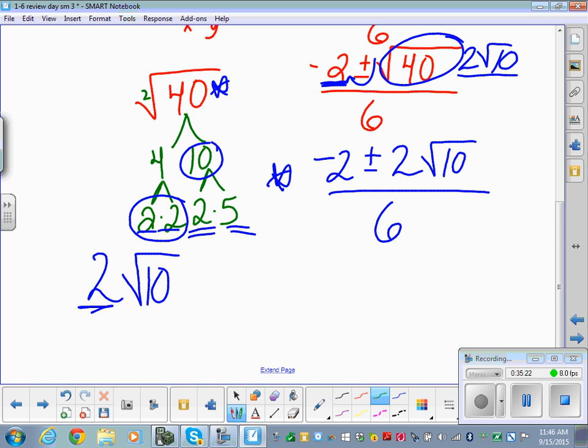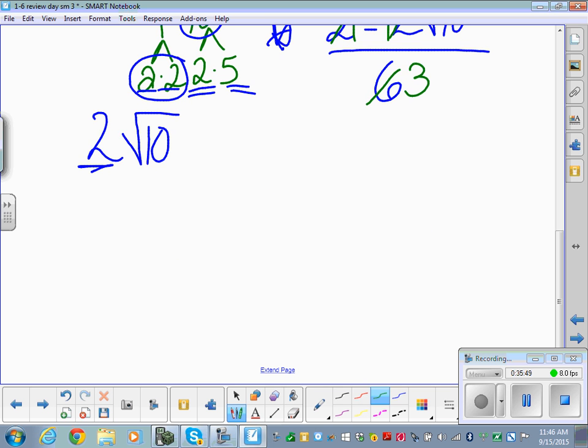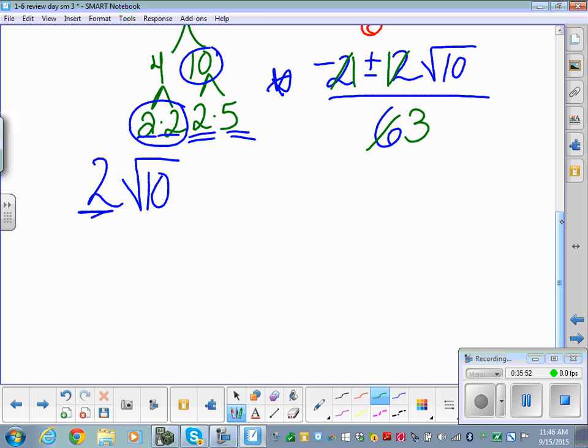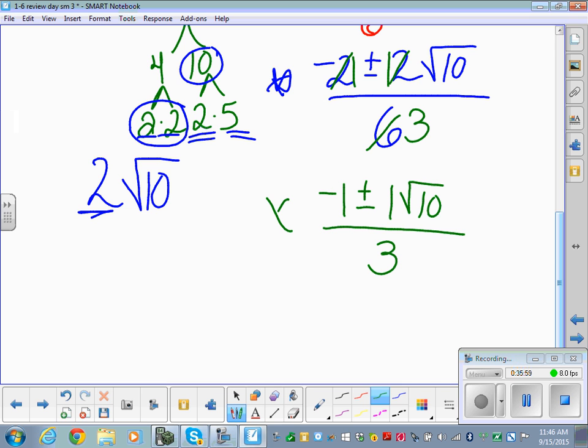If all 3 terms can divide by something in common, you need to do that. So notice I have a negative 2, and then I have this plus or minus 2 square roots of 10, but the square root of 10 doesn't count. We leave that alone at this point. And then we have all over 6. So they all 3 divide by 2. 2 divided by 2 becomes 1, so we have a negative 1. 2 divided by 2 becomes 1. And 6 divided by 2 becomes 3. So if I write this out again, I have negative 1 plus or minus 1 square root of 10, all over 3.